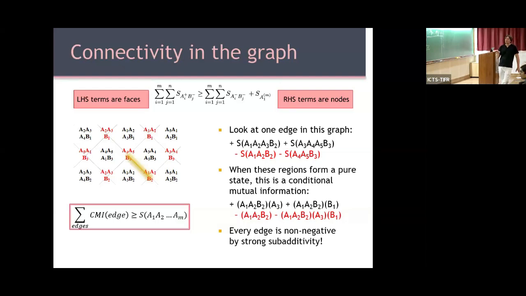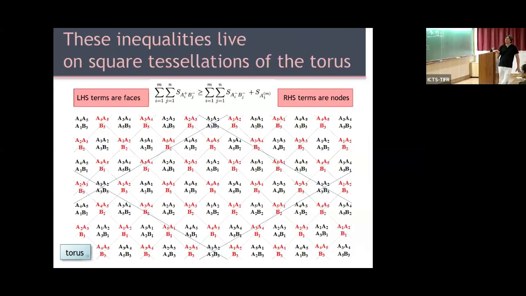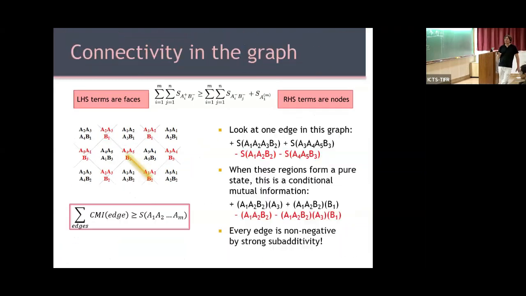So clearly adding up all the edges will add up all the things in this tessellation. And so I'm led to the conclusion that the entire inequality takes the form: a bunch of conditional mutual informations is greater than or equal to the entropy of the black hole. This is going to be our Crofton formula.